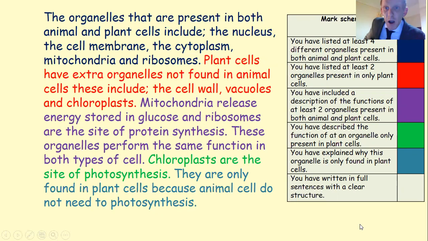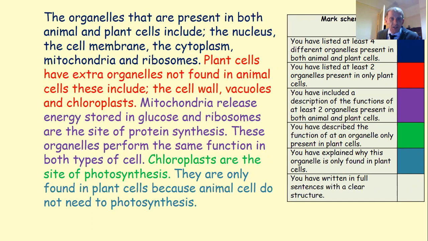Okay, so the mark scheme that we've got in front of you, so you can see where I said the organelles that are present in both animal and plant cells include the nucleus, the cell membrane, the cytoplasm, the mitochondria, and the ribosomes. So I've got this color coded in this dark blue, and that's definitely a tick over here. I've definitely listed 4 of the different organelles found in both animal and plant cells. I think I actually listed 5 on that occasion. And then you have listed at least 2 organelles present in only plant cells.